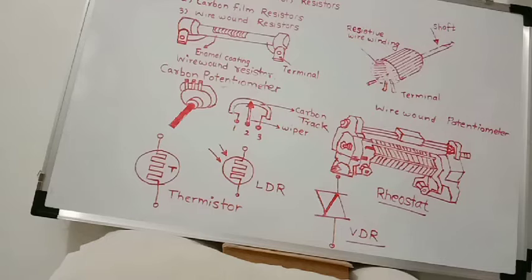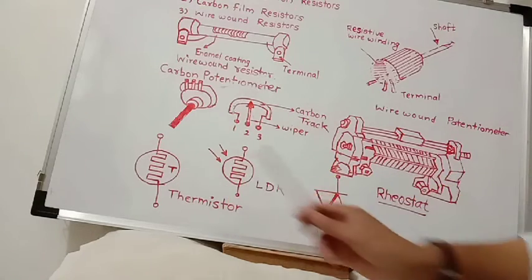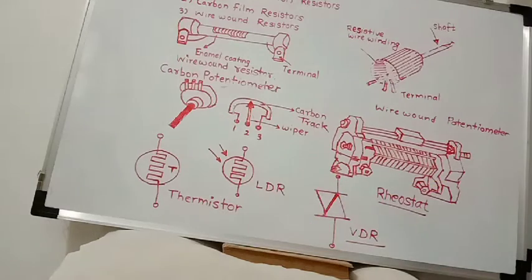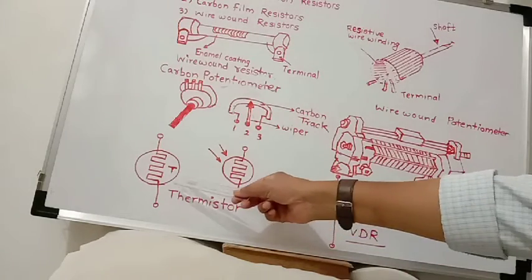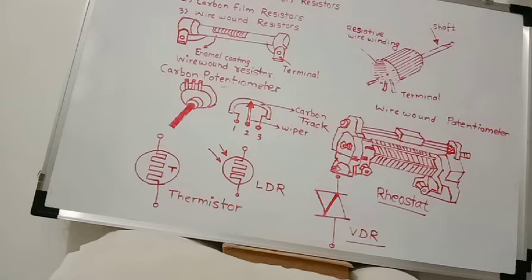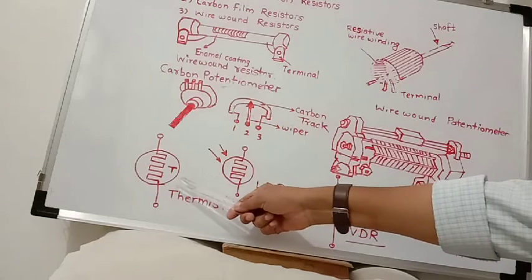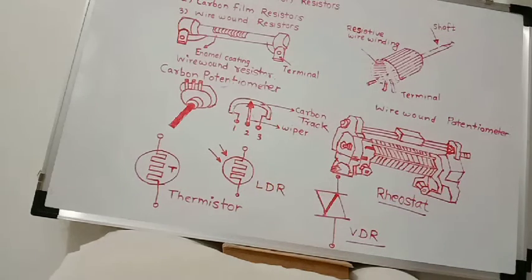First is a thermistor. This is the symbol of thermistor. Its resistance varies with temperature. There are two types of thermistors, NTC thermistor and PTC thermistor. NTC means negative temperature coefficient of resistance, and the second type is PTC, that is positive temperature coefficient of resistance.